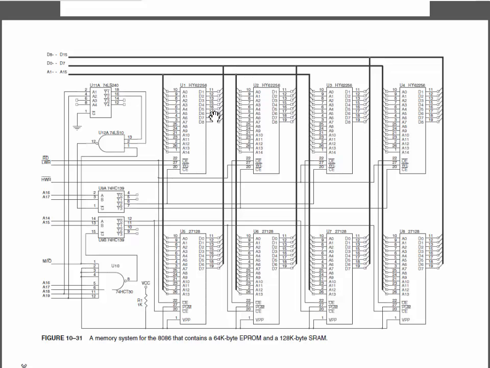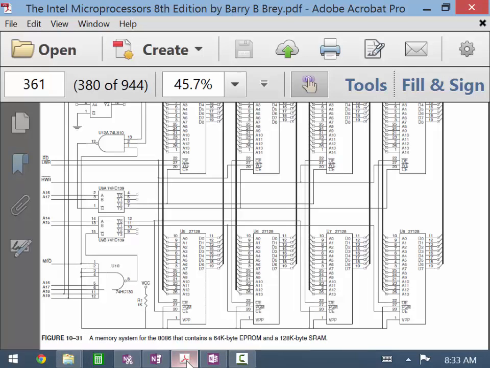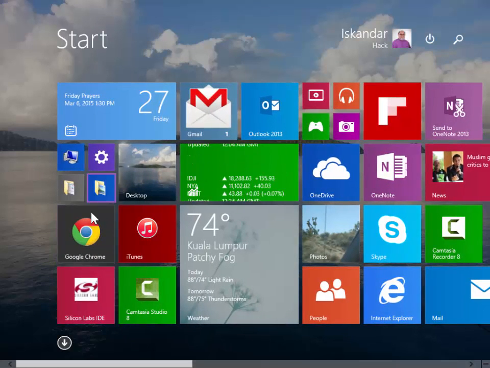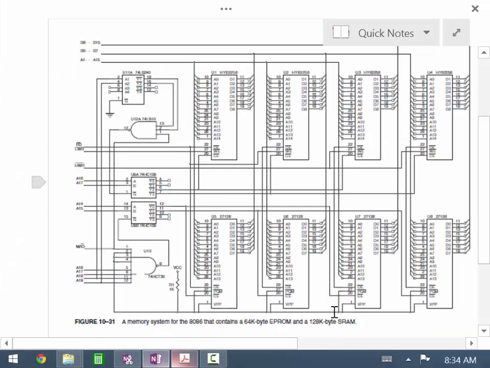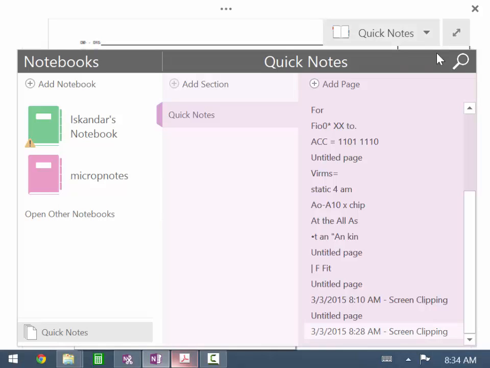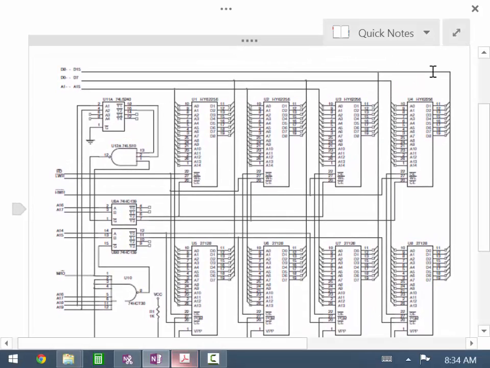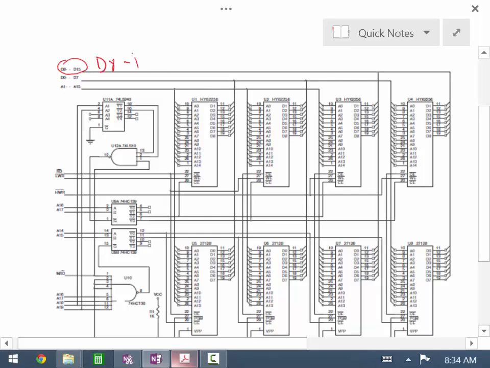This is an 8-bit memory, and I'm going to go back to the other drawing simply because I can write on it. Oh, that's not the right one. Right here. I apologize for the fact that this is a little hard to read. As we look at this line right here, this is D8 through D15, the upper 8 bits of the data bus.